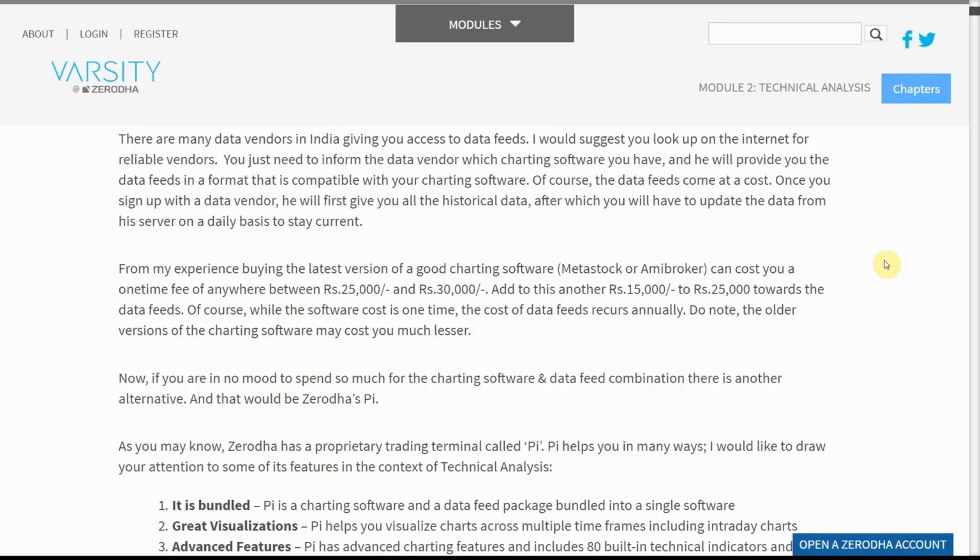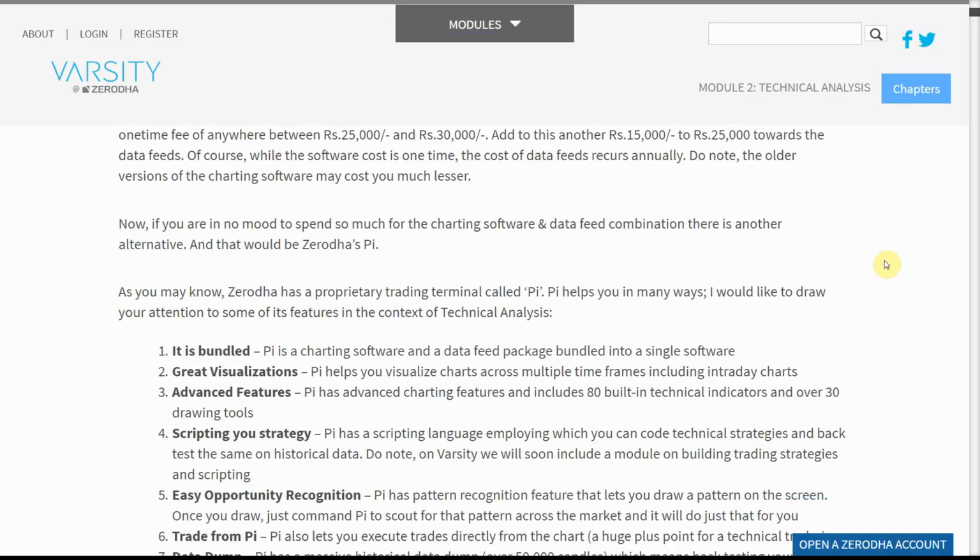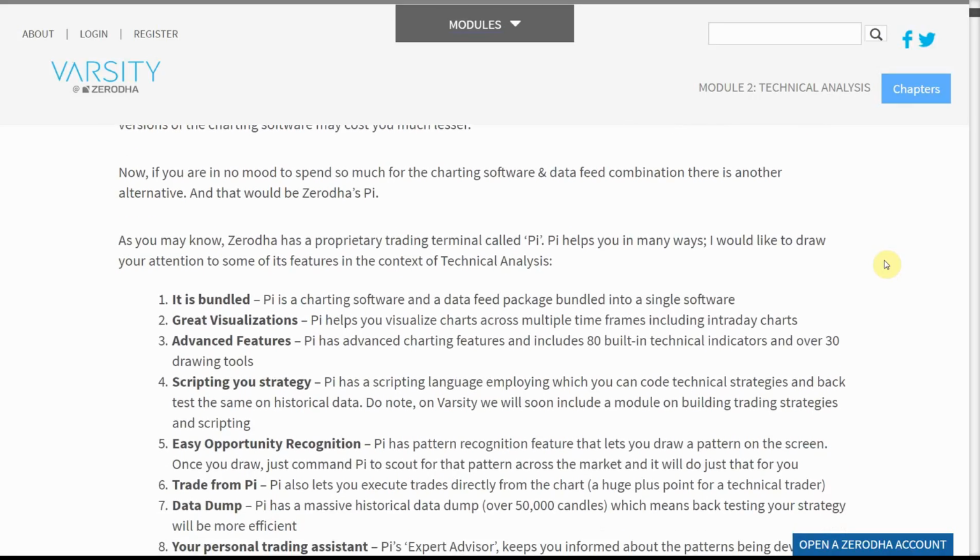Do note, the older versions of the charting software may cost you much less. Now, if you are in no mood to spend so much for the charting software and data feed combination, there is another alternative, and that would be Zerodha's Pi. As you may know, Zerodha has a proprietary trading terminal called Pi. Pi helps you in many ways. I would like to draw your attention to some of its features in the context of technical analysis.